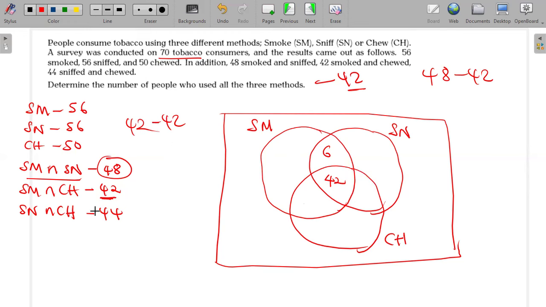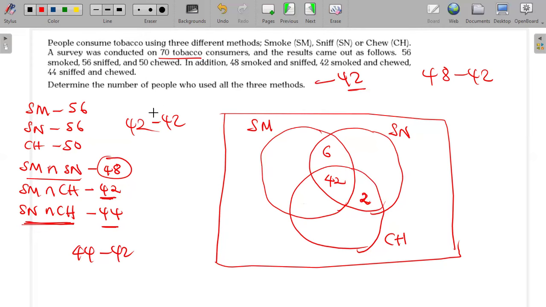So then we go to those that sniffed and chewed. Sniffed and chewed, you have 44. So 44 minus the 42, you get what? You get 2. So you get 2 there. So when you see here, we add them, we get 44. So 44 are those that are falling in what? Those that sniffed and chewed. But those that sniffed and chewed only, we are just what? 2.